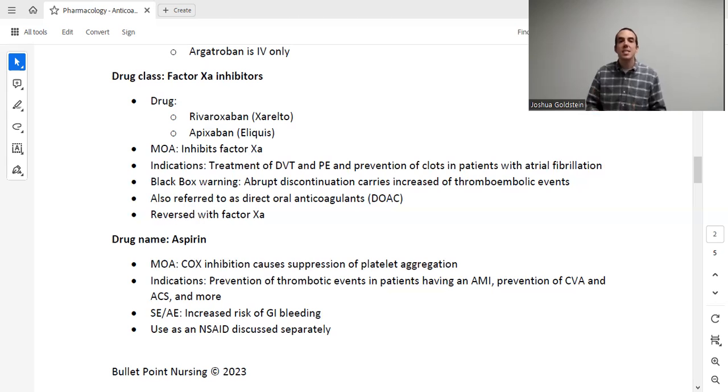The indication for this, same as everything else we've talked about. We give it for a patient experiencing a DVT or a PE, and for the prevention of clots in a patient that has AFib.